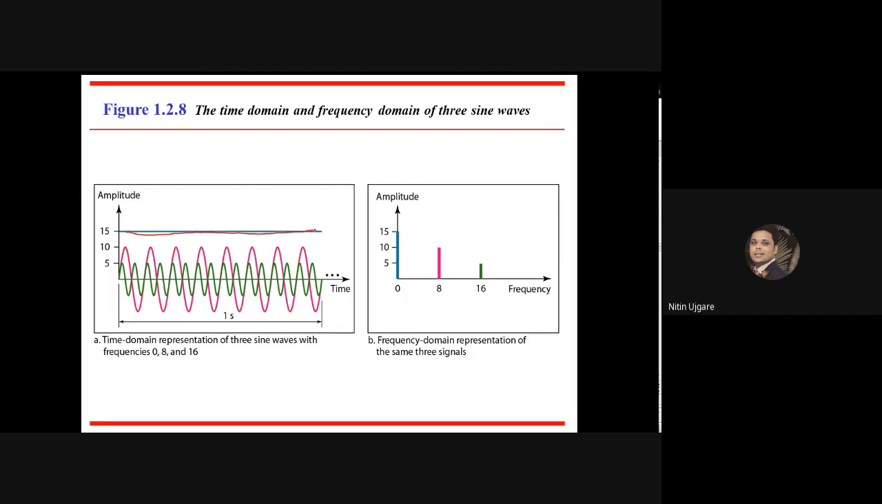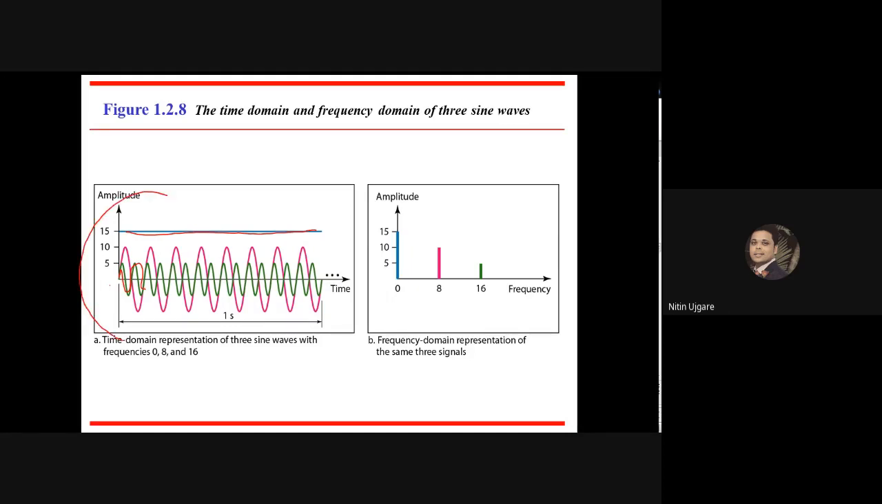This blue sine wave has 0 frequency, but it has an amplitude of 15. Whereas the pink sine wave has a frequency of 8 hertz and its amplitude is 10 volts. Whereas this green signal has a frequency of 16 hertz and a 5 volt amplitude.